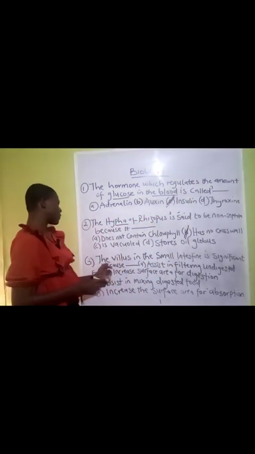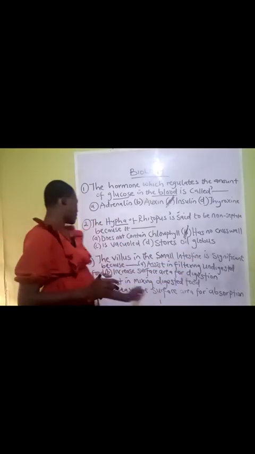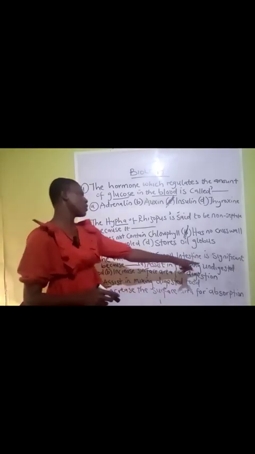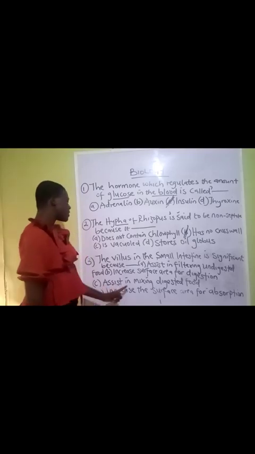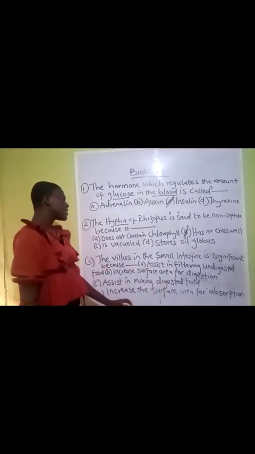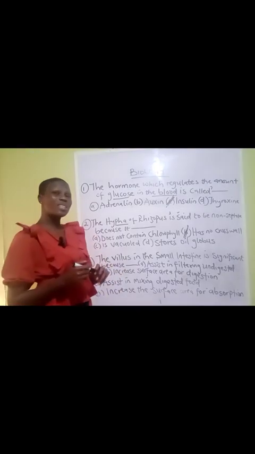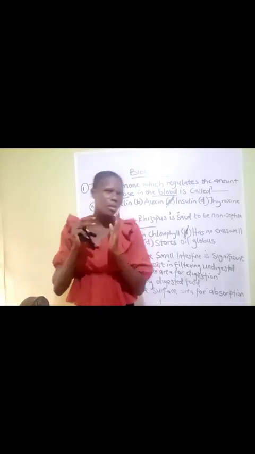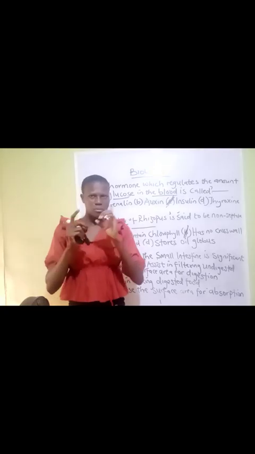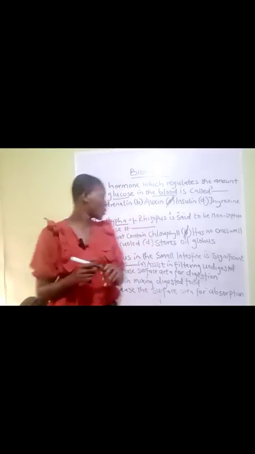So the next question says the villus in the small intestine is significant because: A, it assists in filtering undigested food, B, it increases surface area for digestion, C, assists in mixing digested food, D, increases the surface area of absorption. Now what is a villus? The villus is a significant part found in the small intestine. It is made up of microvilli. What it does majorly is to absorb nutrients. First of all, what is surface area?